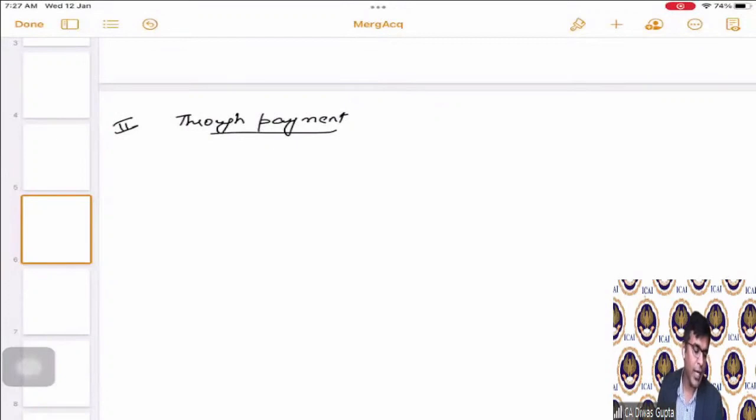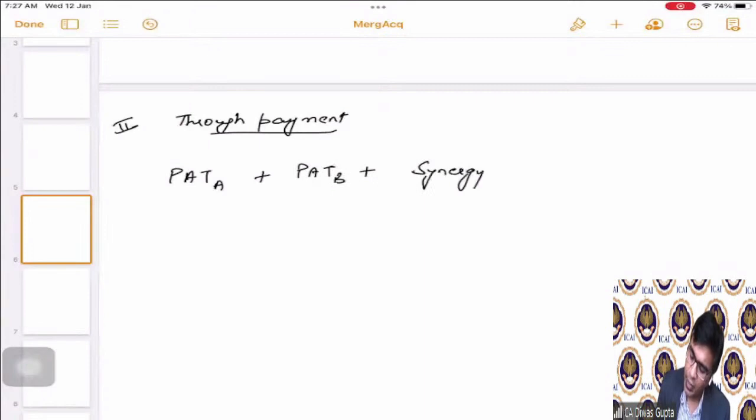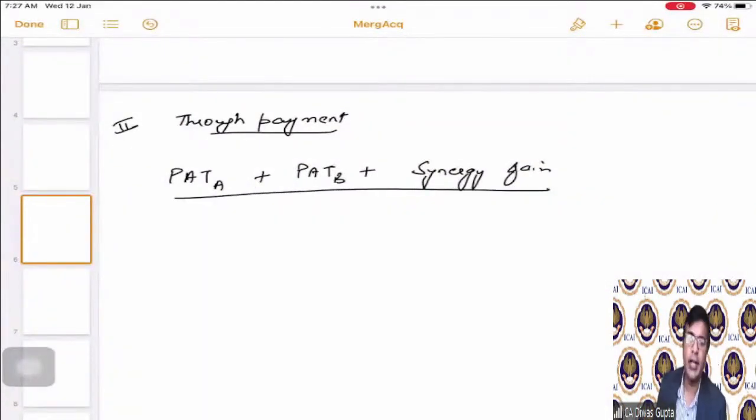Now in case of a cash payment, what we will do, we will still do PAT A plus PAT B. The numerator will be same, correct? Plus synergy gain. All these things we will add here. Then we will divide it by the number of shares of A Limited that are issued, the total number of shares.